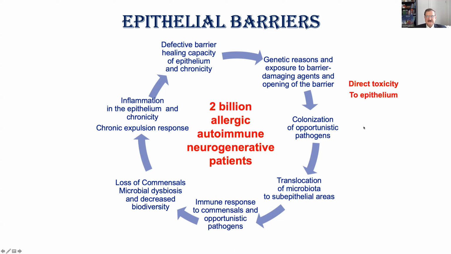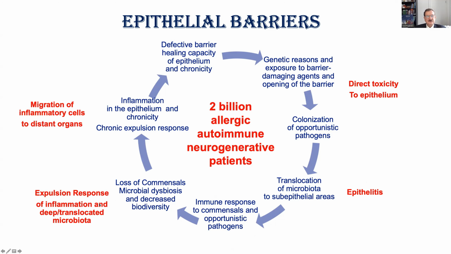So if we summarize, we have direct toxicity to the epithelium, epithelitis, activation of the epithelium, release of alarmins, expulsion response, inflammation, and deep translocation of microbiota taking place. Then there is migration of inflammatory cells to distant organs, so gut inflammation causes chronic hepatitis or brain disease or arthritis, and we have epigenetic regulation. Very strong epigenetic mechanisms play a role in defective barrier healing capacity.